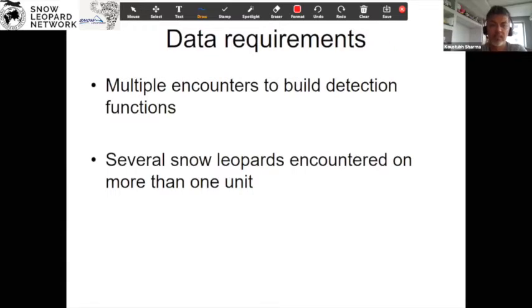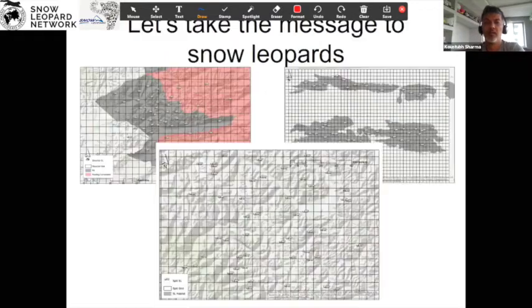Now, what we will now do is, we basically have some idea about how this worked with an artificial population of artificial gummy bears. Now let's try to apply this into snow leopard world. Now we have some idea about how spatial capture recapture works, and we will now go back to one of the three study areas that we've been discussing.